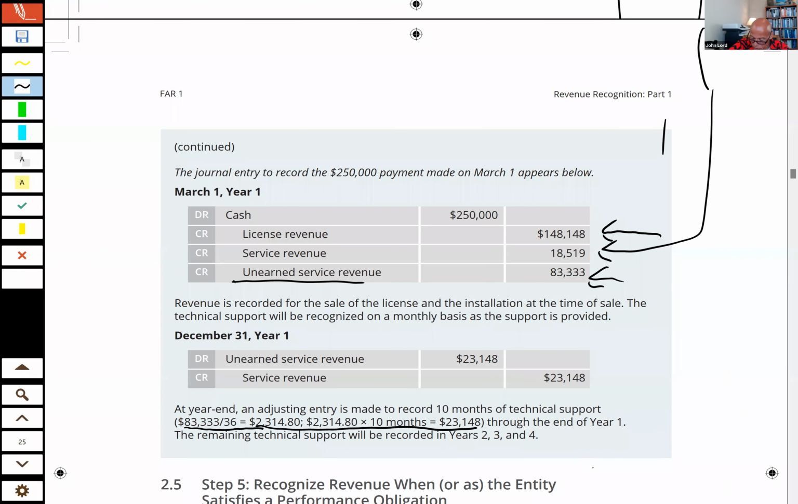So for that first year, it's going to be the $2,314 and 80 cents, which is the amount per month times the 10 months. And then for the remaining years, it'd be all 12 months. And I guess for that fourth year, it'd just be 3 months, right? Of the fourth year. Okay. 12 months in a year.